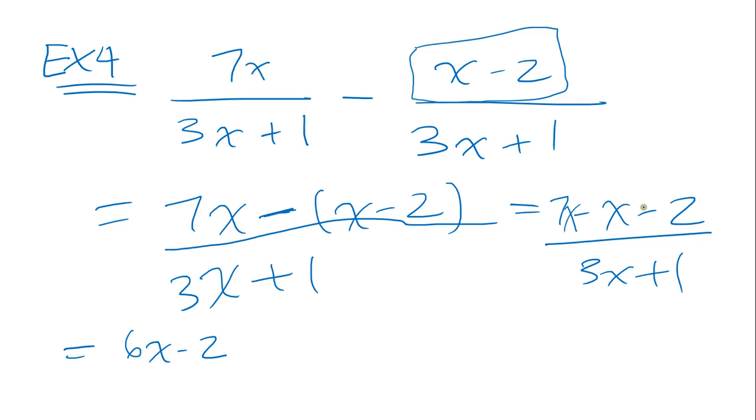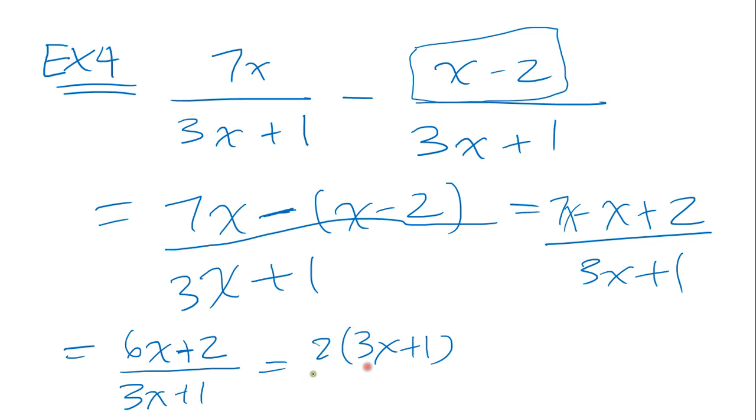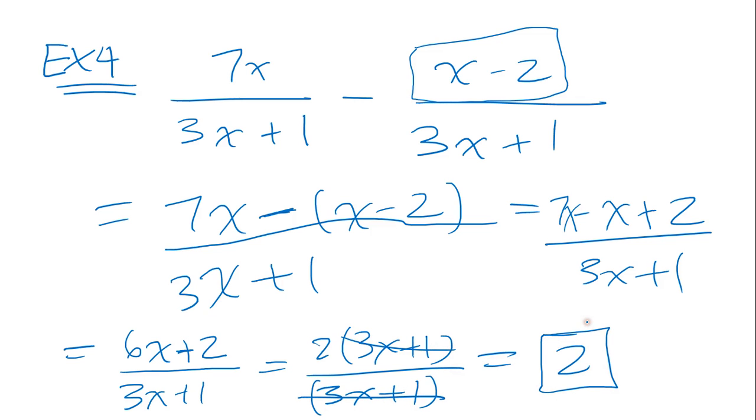Oh, plus 2, sorry. Yeah, because I need to distribute my negative. That's minus x minus minus 2, which is positive 2. So this should be positive 2 over 3x plus 1, which is going to be 2 times 3x plus 1 over 3x plus 1, which actually just ends up being 2. So this time all of our variables ended up falling out. Alright.